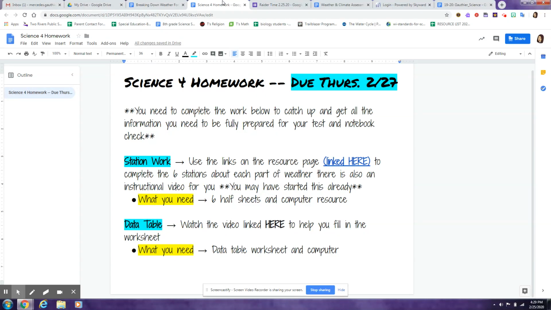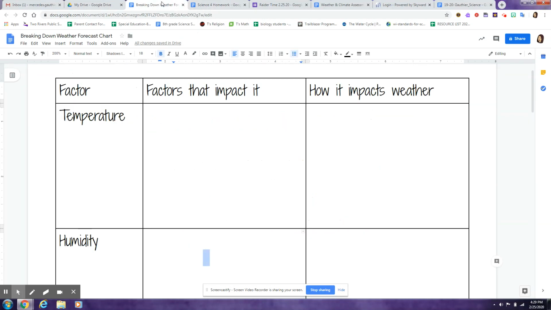All right, so on your homework sheet, it says data table, and you need to watch the video, which is what you're watching right now, so that you can fill in your worksheet. So you need to find your worksheet that looks like this. I handed them out in class. If you didn't find one in class, you could just draw this on a piece of paper, or you can wait and get another sheet, but then it might be late, so it's up to you.